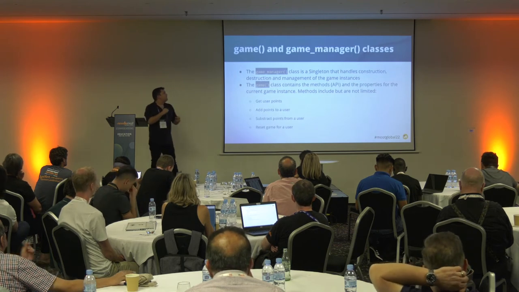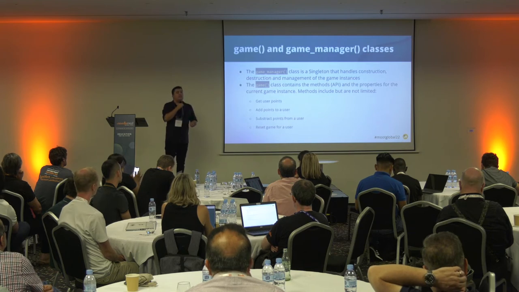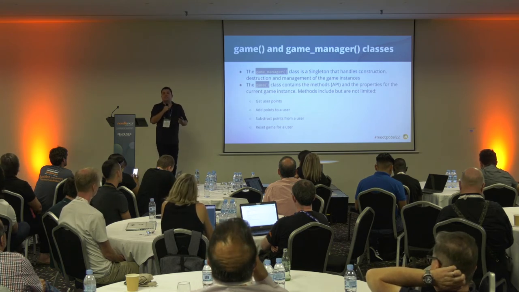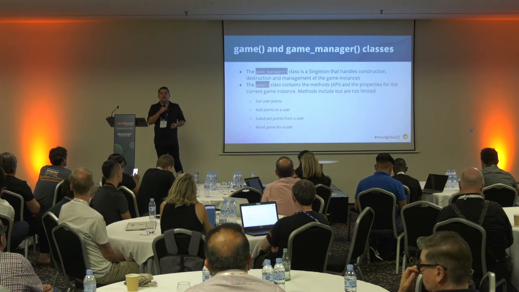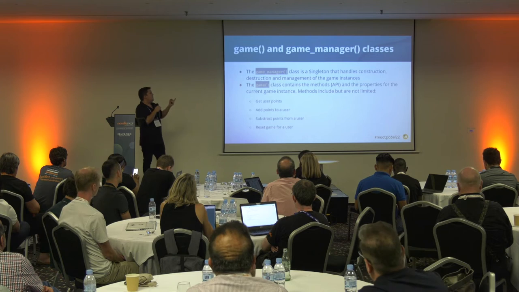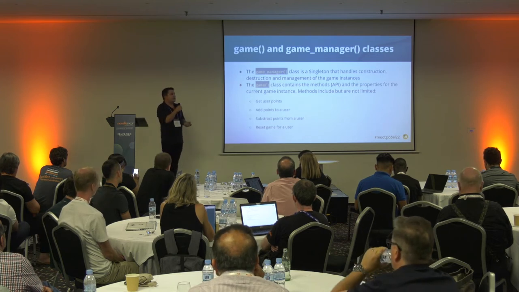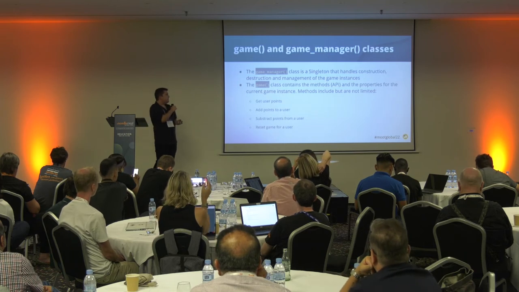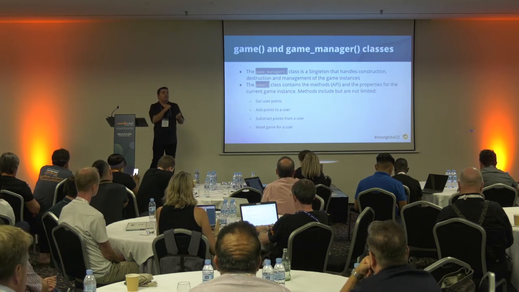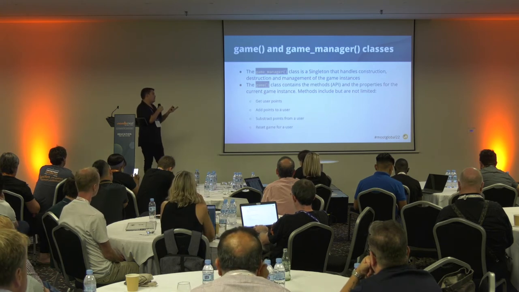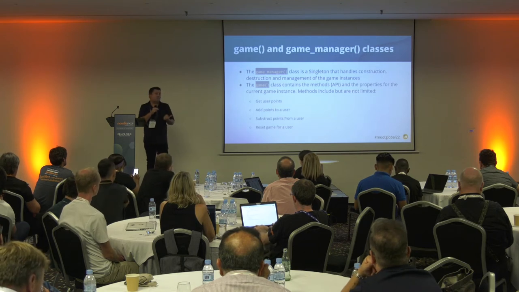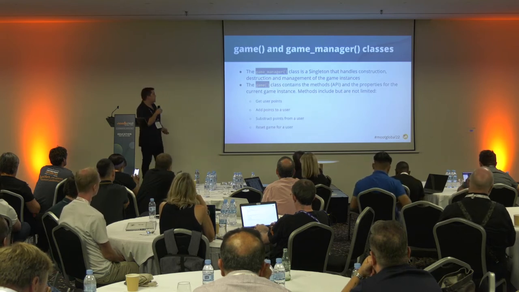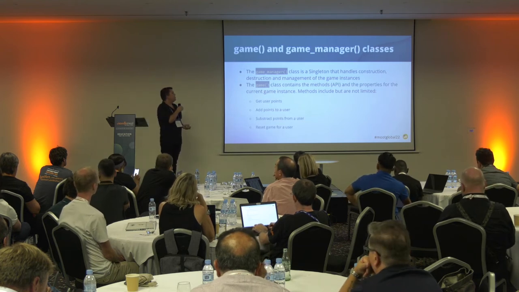Okay. So for that, I created two classes. The game manager is not a factory class. It's more or less a singleton that handles the construction, destruction, and management of the instances. It also handles the context checking that we have seen just now. And also I created the game class, which there's one for each of the instances, which contains the methods, the core API, if you want to call it that way, and the properties for the current game instance. Some methods that include, but are not limited to, get points of the user in that game instance, add points to that user, subtract points from that user, because maybe you want to subtract points from a user, and reset the whole game instance for a user.